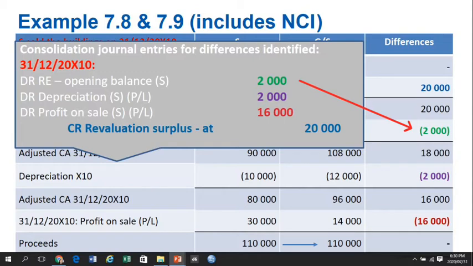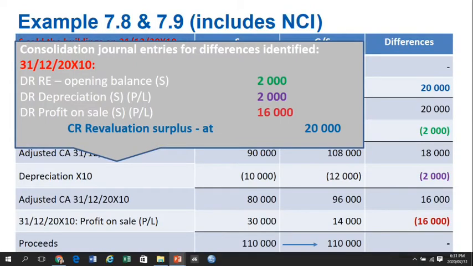I sold the asset at the end of 20X10, so I first had to have that additional depreciation of 2,000 Rand for 20X10, and now I have this 16,000 Rand that I need a journal for, and I've identified it to be the profit on sale through profit and loss of S that needs changing. So the debit for the consolidation journal entry to have it balance is 16,000 to my profit on sale through profit and loss.